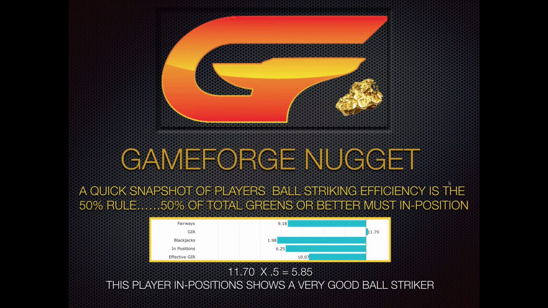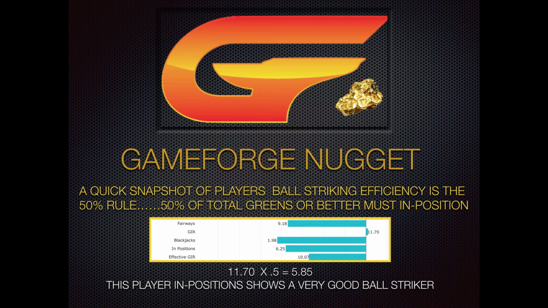As we talk about that, we're going to jump over here to the GameForge Nugget. This basically says 50% of all the greens they hit need to be in positions. Let me state that again: 50% of all greens hit by a good ball striker should be in positions, which are 20 feet and in. I did the math for this player, 11.7 times 50%, so 5.85 would be the Mendoza line. You can see this player is averaging 6.25, so they're giving themselves more in positions, which should translate to more birdie opportunities. So this is a big number.